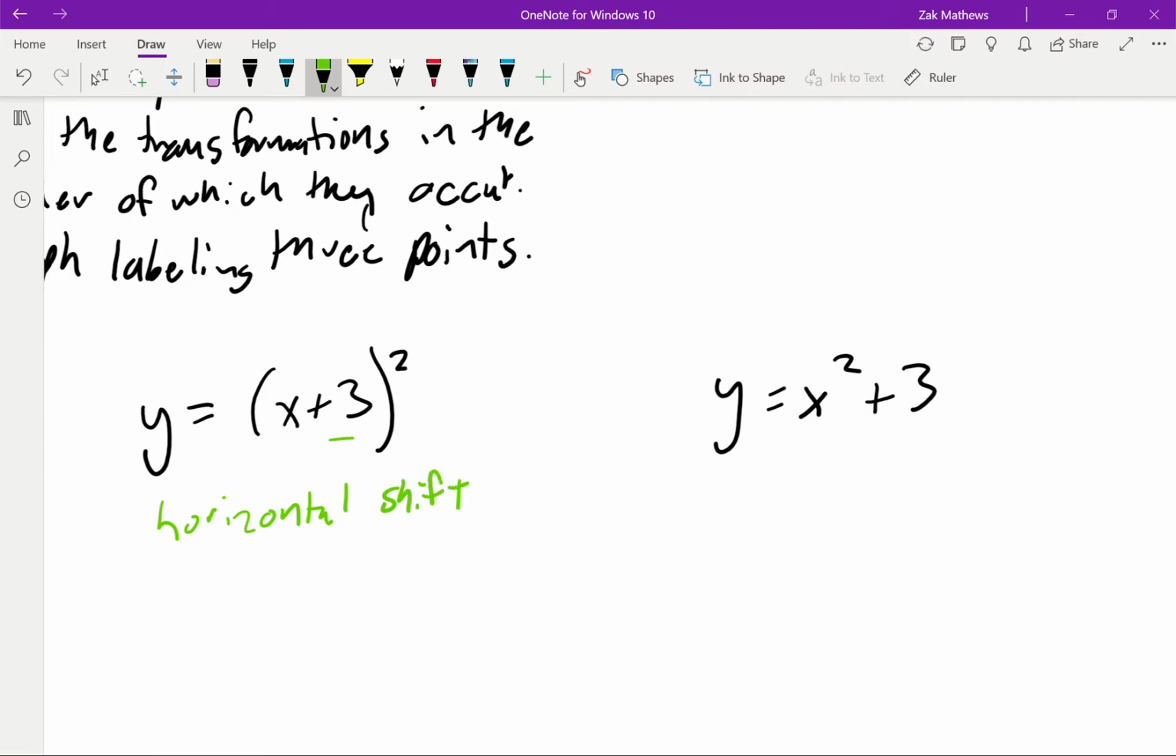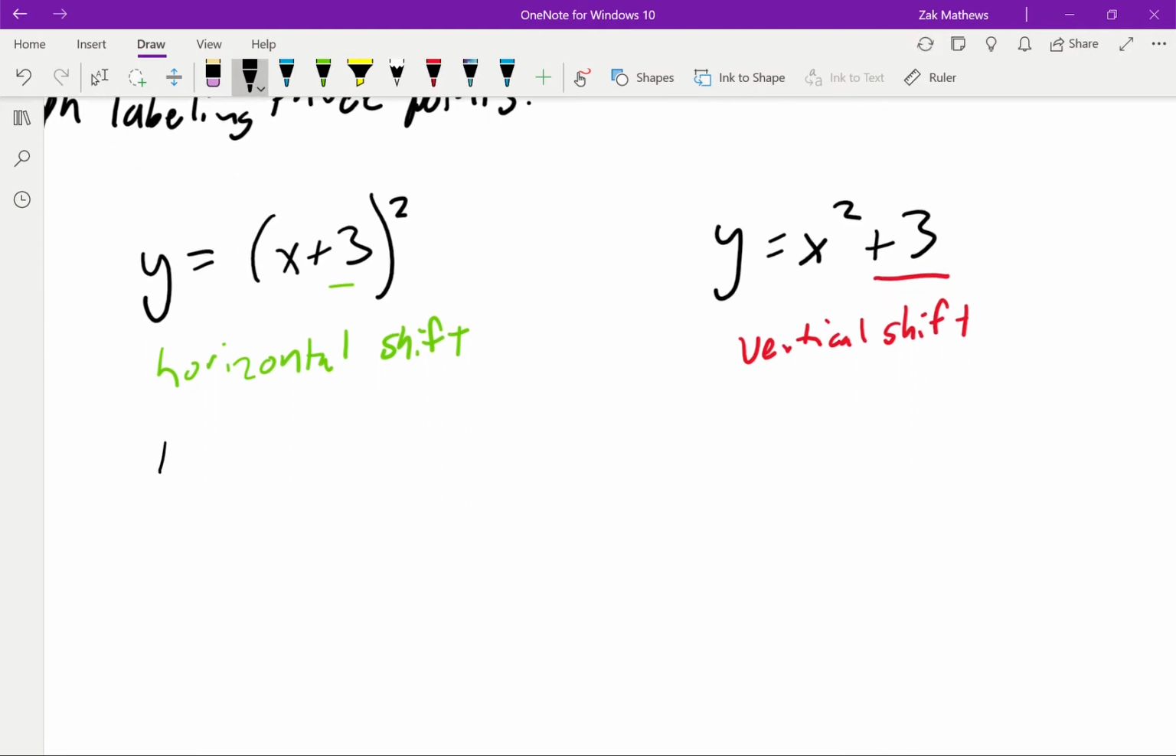Versus the plus 3 that is on the outside. We have the x squared, we've completed the parent function. The plus 3 is occurring outside, it's occurring on the y. That is a vertical shift. So that is one example of how we can see a difference between the two.